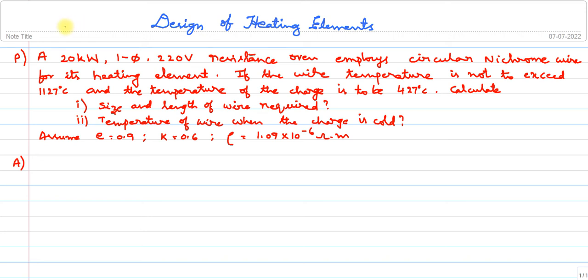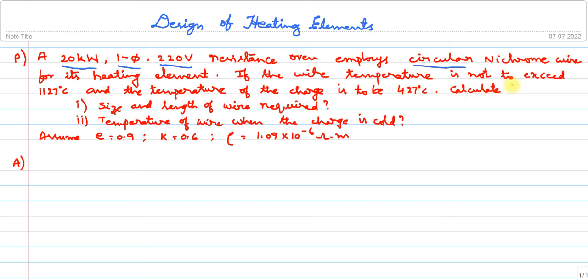Okay, so here is the problem. Power has been given as 20 kilowatt, a single phase supply has been given to the system, and the voltage provided is 220 volt. It's a resistance oven and employs circular nichrome wire for its heating element. Okay, they have used it like this.